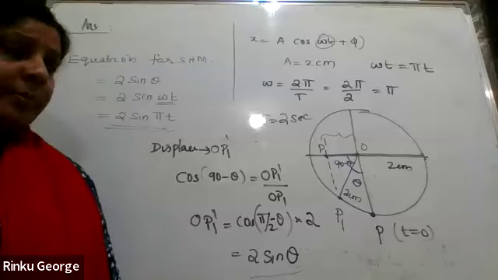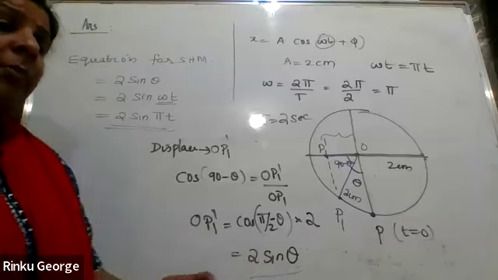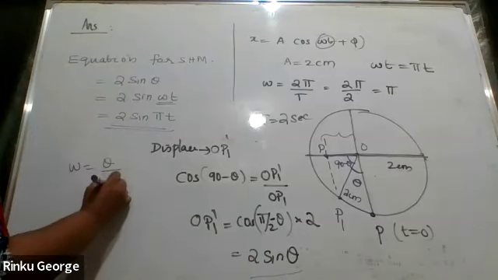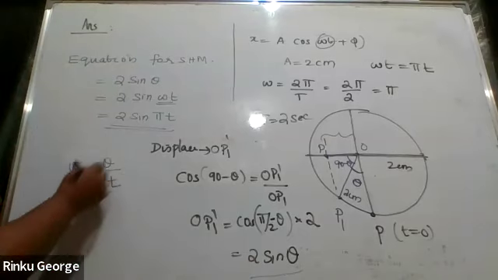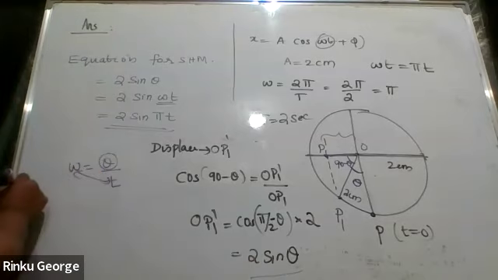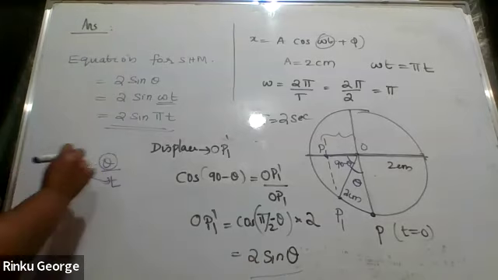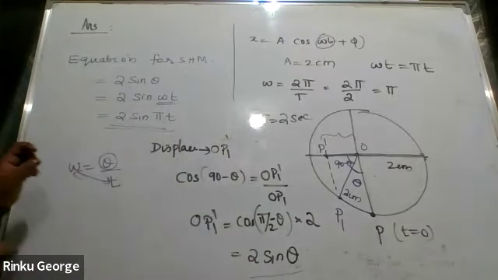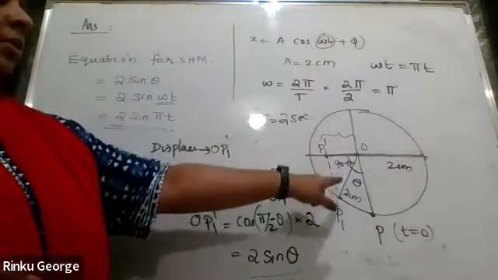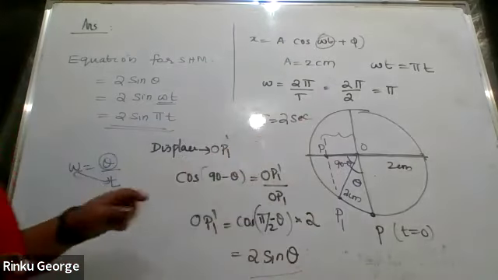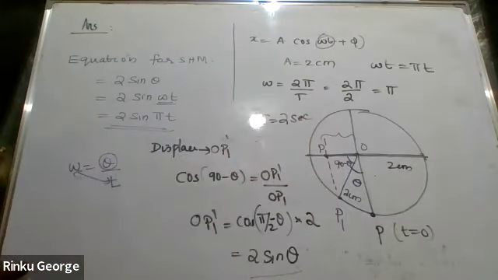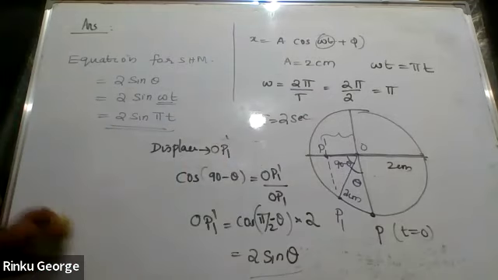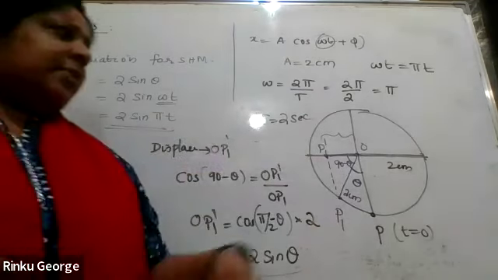So theta, we wrote it as omega t, because omega is theta by t, right? Yeah, theta is omega into t. And omega t, we already found it to be what? Pi into t. Yeah, because the time period was given. What is 0? It was given in the problem. Whatever is marked in black color is given in the question.